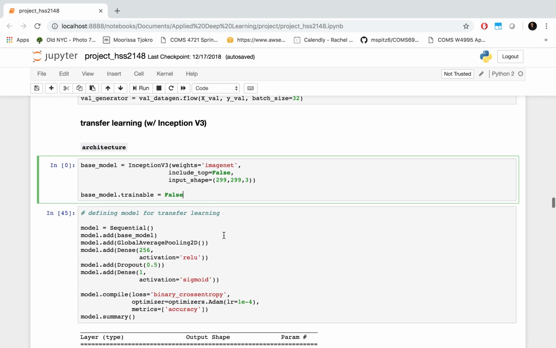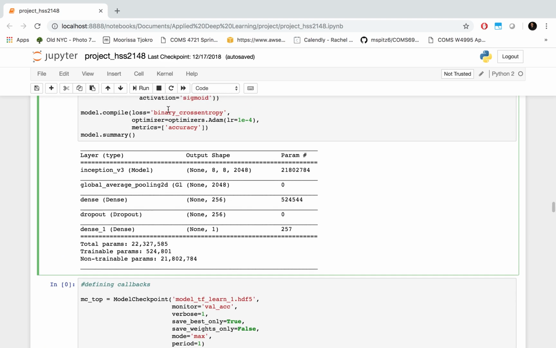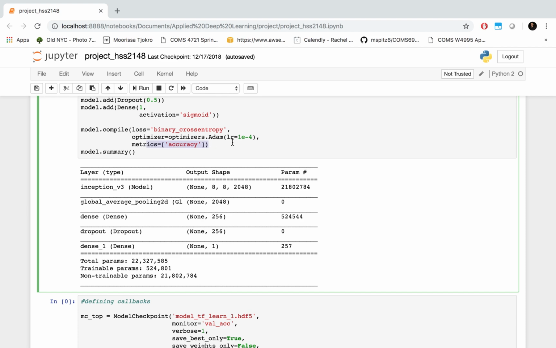And now coming to the architecture of the transfer learning based model, we take the base of the transfer learning model, and on top of that we add a global average pooling layer, a dense layer with 256 neurons, dropout, and then a dense of 1, which is just the output layer. I compile the model with binary cross entropy and an Adam optimizer with a relatively lower learning rate. I can use accuracy as a metric over here because I've artificially balanced the dataset.